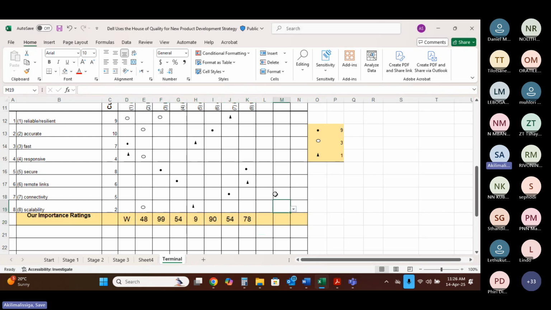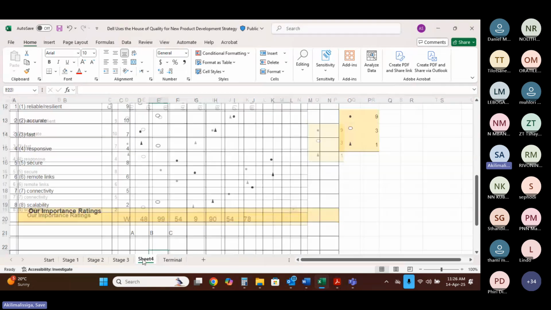Sir, can you please repeat the importance ratings part? I just joined and I was having a hard time connecting. Oh, okay.